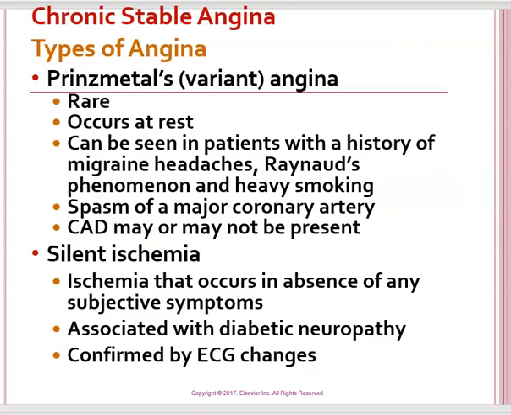Now here's another type of angina. This is called Prinzmetal's or variant angina. Doesn't happen real often. It can happen in people that have vasospasming of the coronary arteries, Raynaud's phenomenon, heavy smokers. Some of their neuromuscular toxins that people can be exposed to, which will present as Prinzmetal's angina. So this is pretty rough.